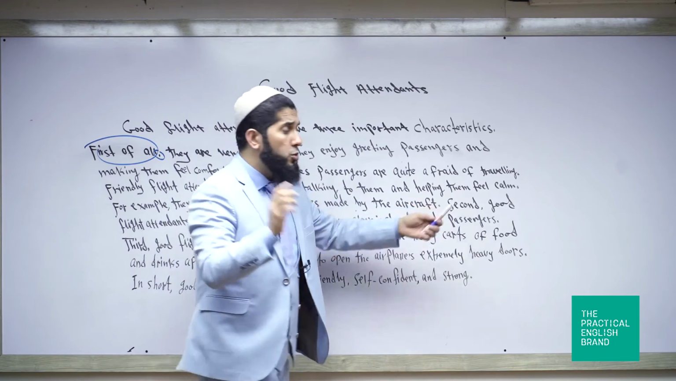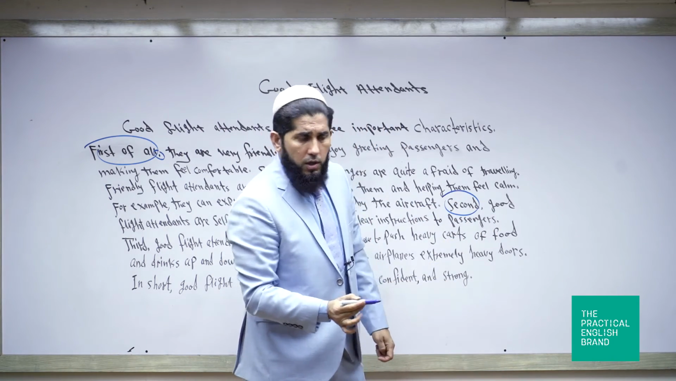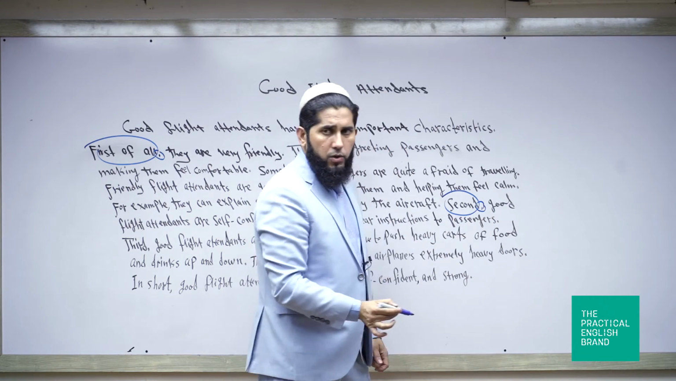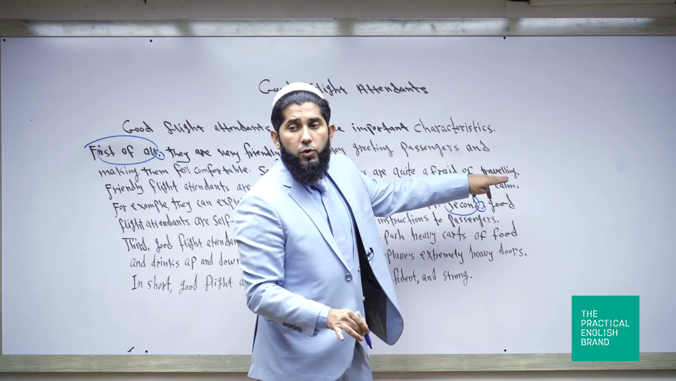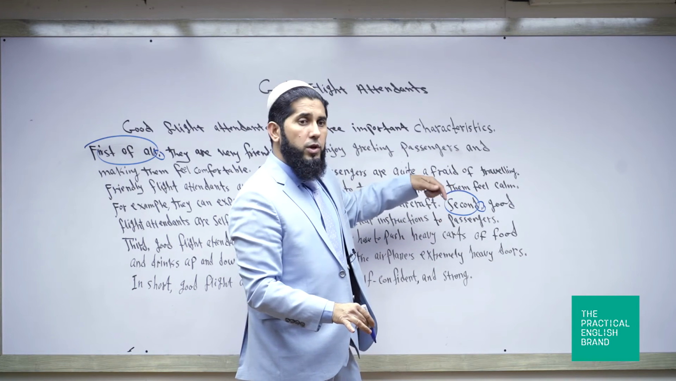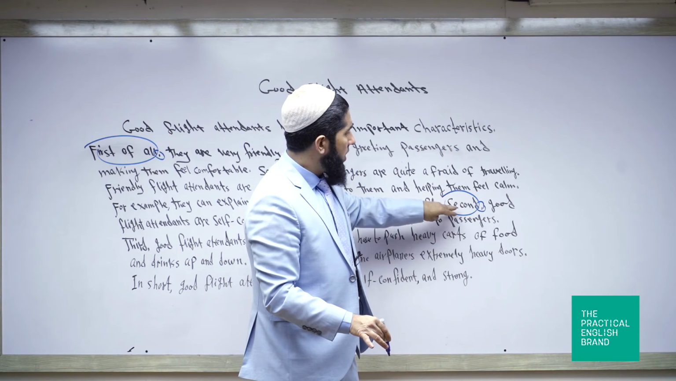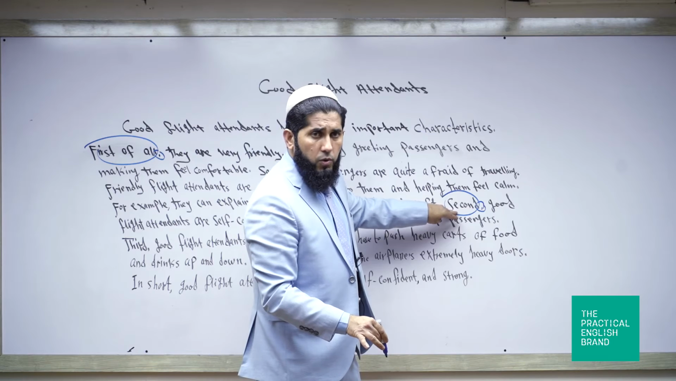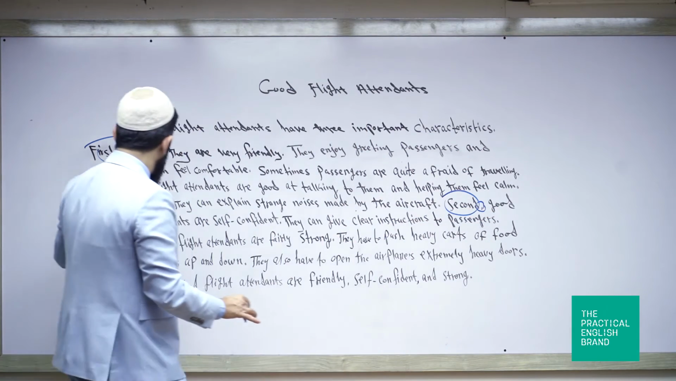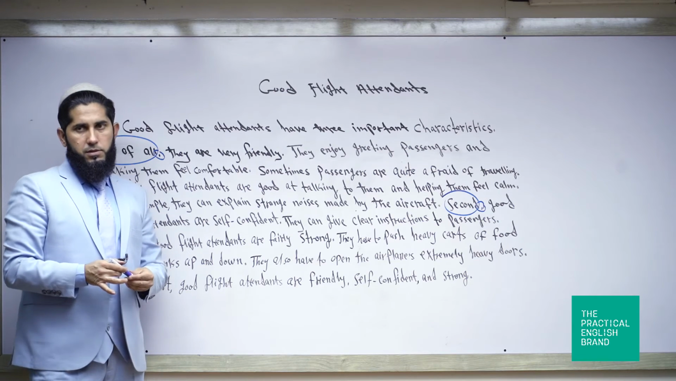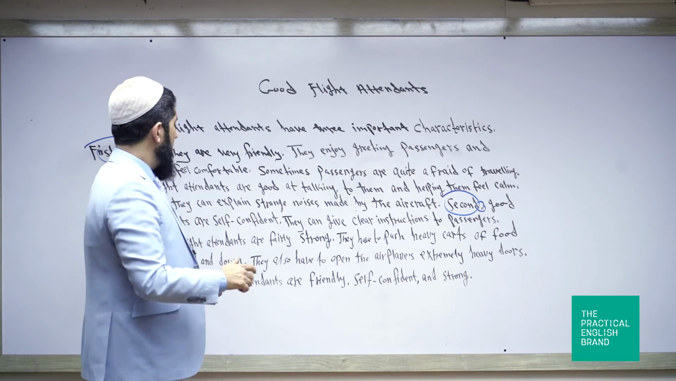Second. Now, as soon as you see this transitional word, and of course it should be followed by a comma according to cohesion, you should know that the second major point is going to be mentioned. So we already talked about the first major characteristic, and now after this transitional word, we talk about the second major point. Second, good flight attendants are self-confident. So this is the second major point. This is the second characteristic, okay?